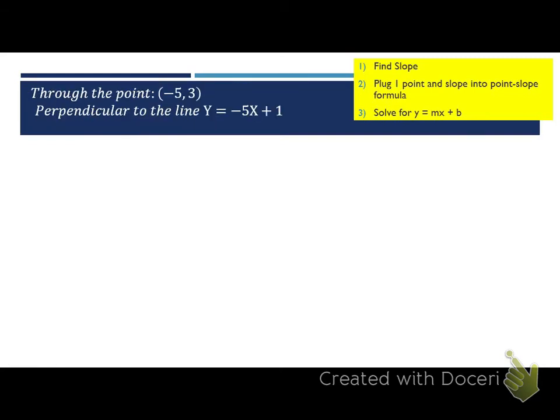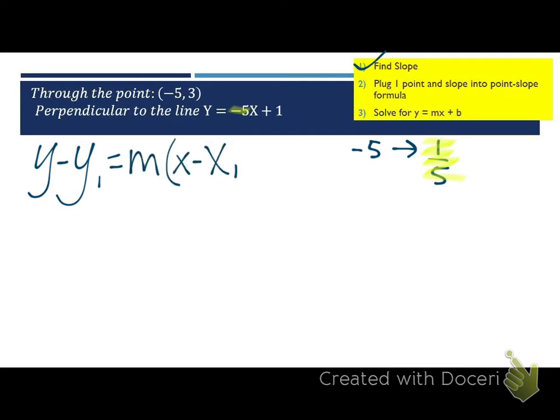We want to go through this point and perpendicular to this line. So what do we know about perpendicular slopes? Opposite sign, and they're flipped, right? So is this written where I can figure out what the old slope was? Yes, it was -5. So I want perpendicular to -5. So opposite sign, so positive, and then flip it would be 1/5. So this is going to end up being the slope we use, 1/5. We found the slope. Now we're going to plug into point slope.